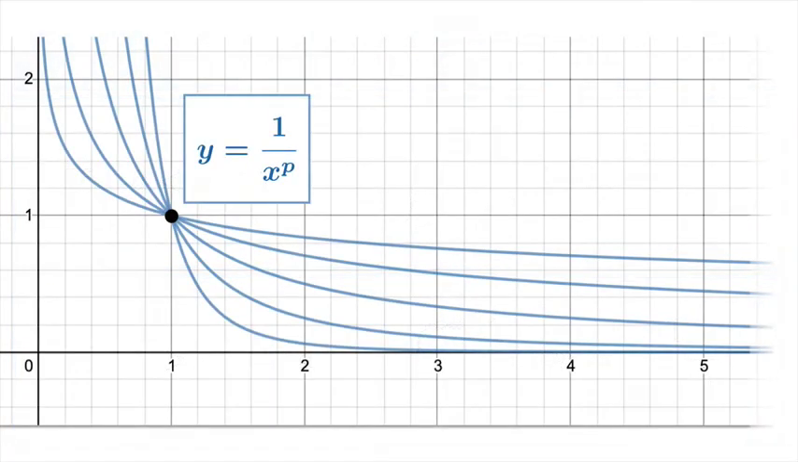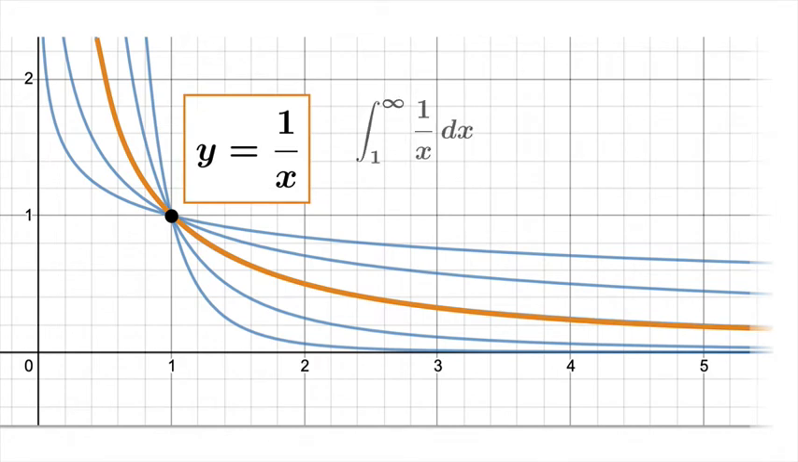Now before we move on, let's just take a look at the graph here because it's instructive to build your intuition for this. Here are various graphs of y equals 1 over x to the p for various choices of p. The one right here is actually p equals 1. That's the reciprocal function.